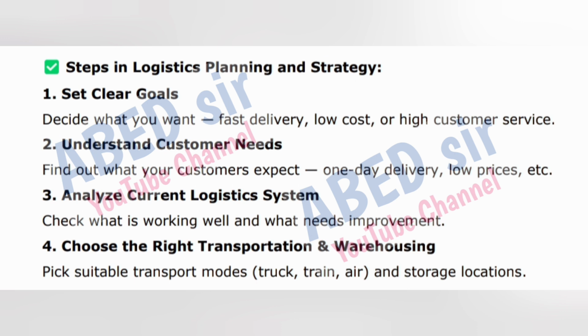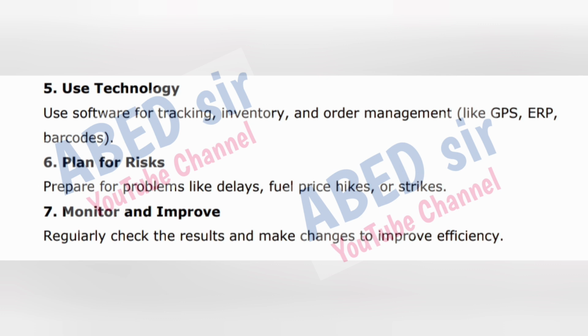3. Analyze current logistics system. Check what is working well and what needs improvement. 4. Choose the right transportation and warehousing. Pick suitable transport modes: truck, train, air, and storage locations. 5. Use technology. Use software for tracking, inventory, and order management like GPS, ERP, barcodes.